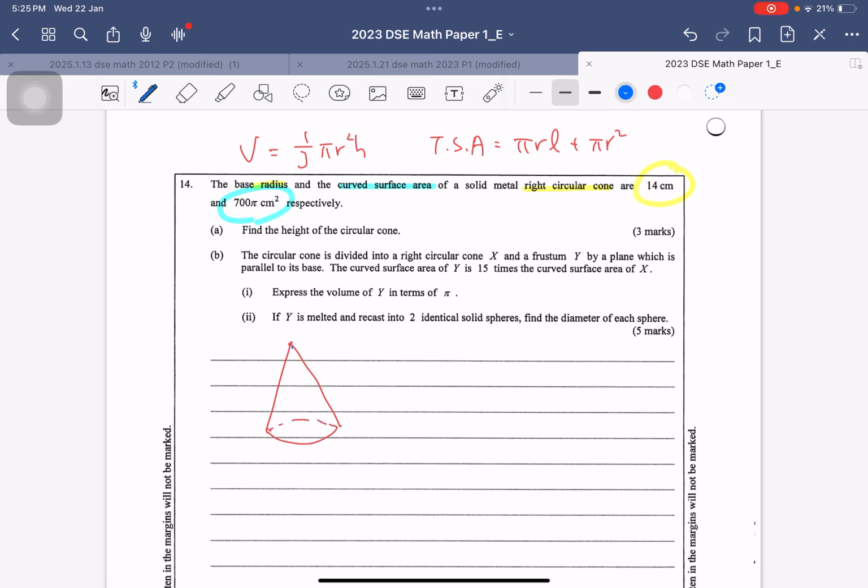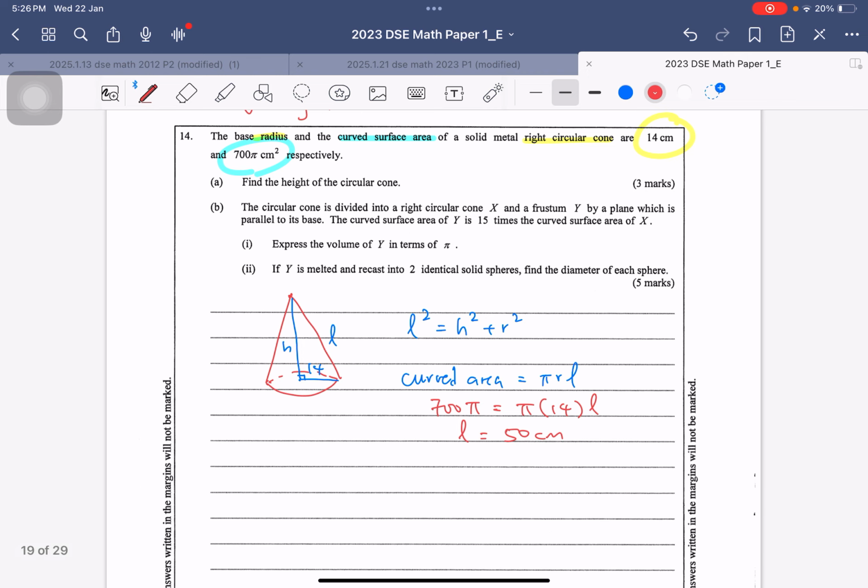So now we have the height, which is something we want to find out, the h, and we have the radius, which is 14, and this is our slant height l. And remember that the slant height squared is equal to the height squared plus r squared, just using Pythagoras, because this is the right angle here. So now we can use the formula of the curved surface area. The curved area is equal to pi rl, so we can substitute in, given that the curved area is equal to 700 pi, and equal to pi times the radius, which is 14, times the l, so that we have l equal to 50 cm.